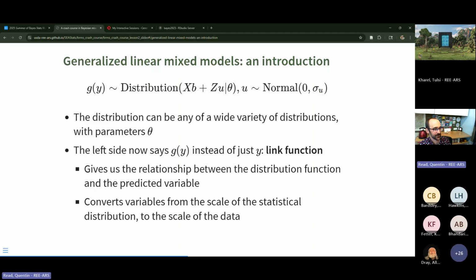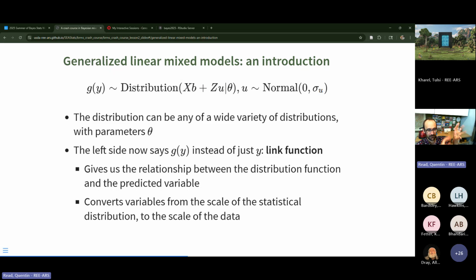And so here's the formula for a generalized linear mixed model. Instead of normal here, it could be pretty much any of many different kinds of distributions, which have a set of parameters that we call theta. And now instead of y being distributed in that way, it's a function of y, g of y. That's the link function. The link function converts the variable from the scale of the statistical distribution to the scale of the data, because we still have this xb plus zu, the fixed effects plus random effects.